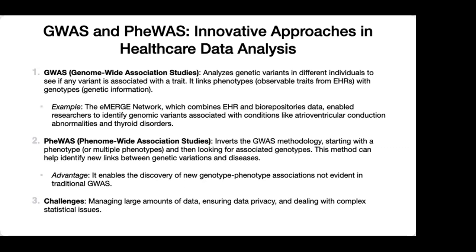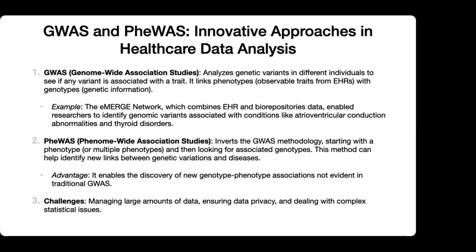So for instance, there is a group of scientists who developed methods for genome-wide association studies within the electronic medical records and genomics. We call it the eMERGE network. That network combines electronic health record systems and biorepositories data, making it possible to validate existing research and generate new findings. For example, they managed to identify genomic variants associated with certain health conditions, like for example atrioventricular conduction abnormalities. Another example is variation in the red blood cell traits. Another example, blood cell count abnormalities and thyroid disorders.